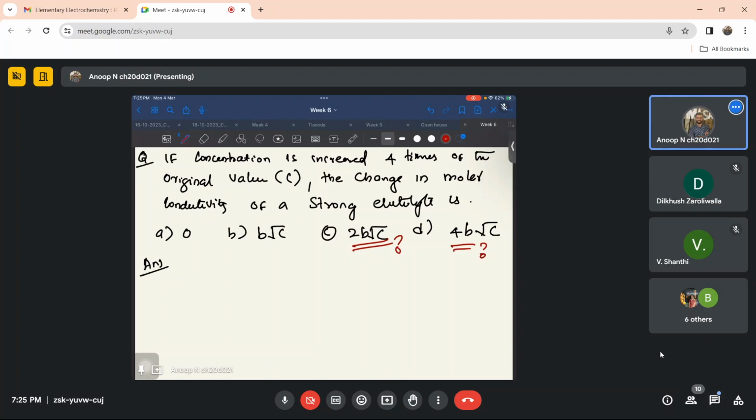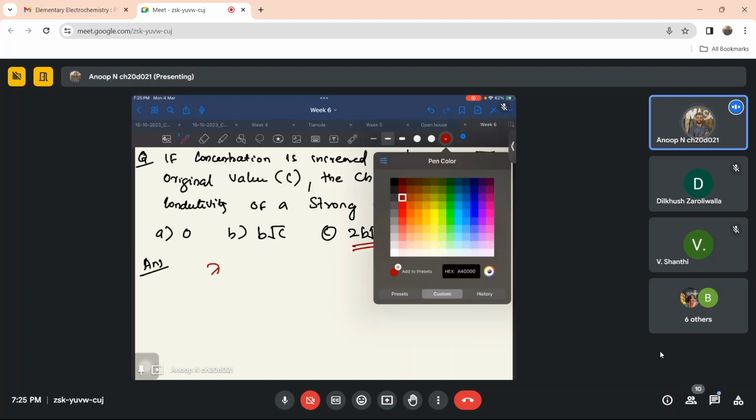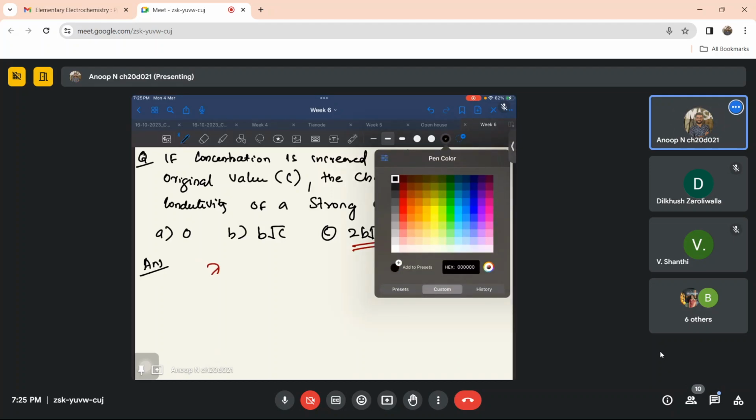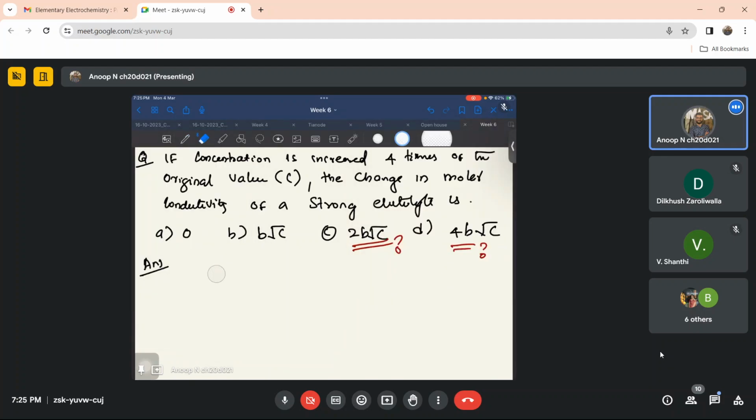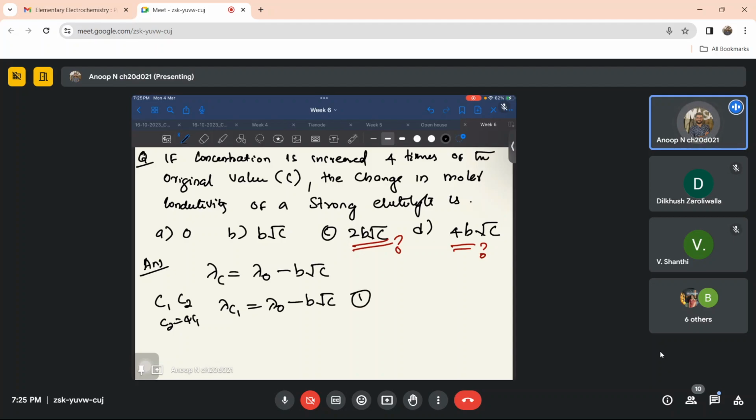So what's the formula? Lambda C is equal to lambda 0 minus B root C. Let's consider concentration. Initial concentration was C. For denoting it, I will use C1, and finally C2. So C2 is equal to 4C1. So how will we write? Lambda C1 is equal to lambda 0 minus B root C. We'll give it as equation 1.